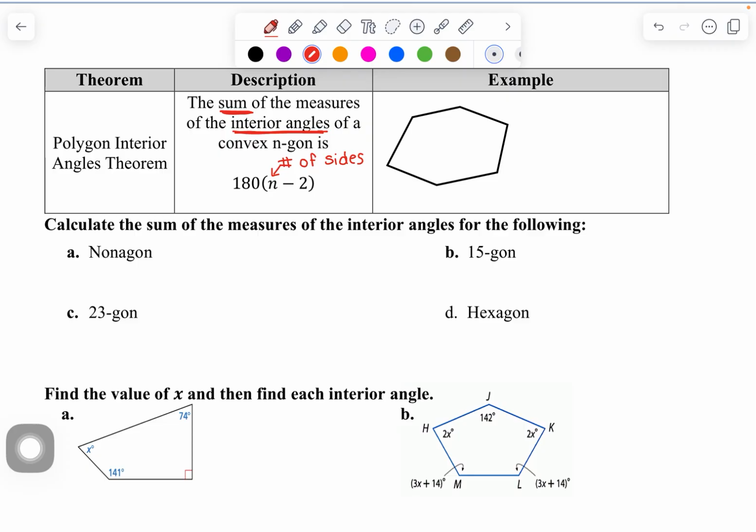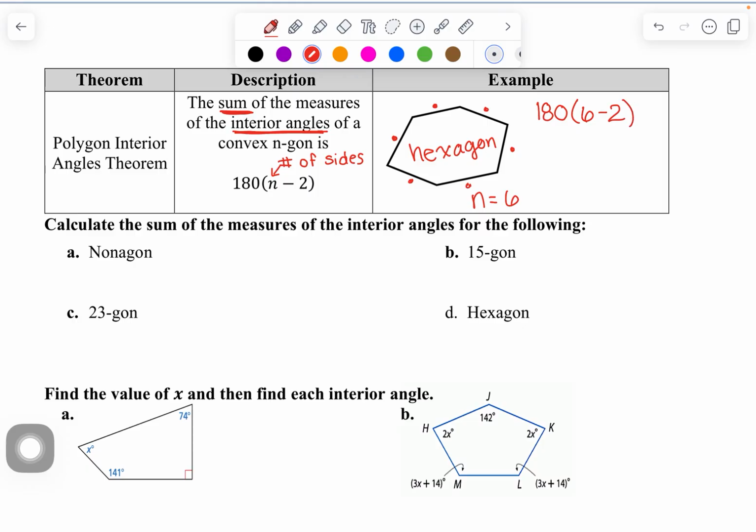So, for example, I've got a picture right here. 1, 2, 3, 4, 5, 6 sides. That makes this a hexagon. In other words, it makes n equal to 6. If I want to find the sum of its interior angles, I just do 180 times 6 minus 2.